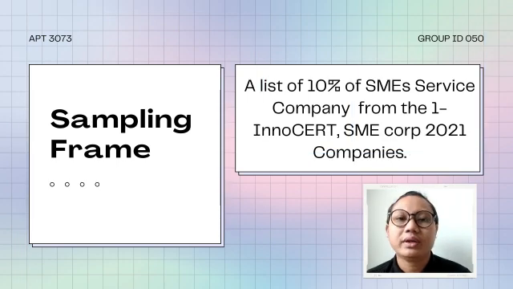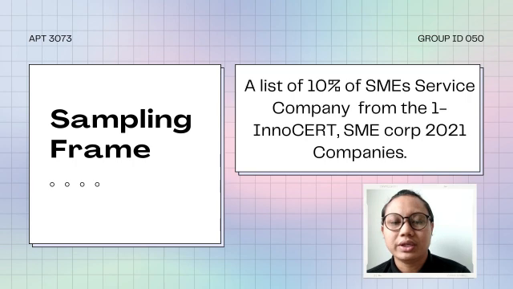For the sampling frame, a list of 10% of SME service companies will be extracted from the INOSET SME Corp 2021 companies. INOSET means SME entrepreneurs are encouraged to embrace science, technology, and innovation in their business. The certification promotes growth and fosters innovation in the participating companies, thus helping Malaysian companies to be more competitive and venture into advanced technology and innovation-driven industries.